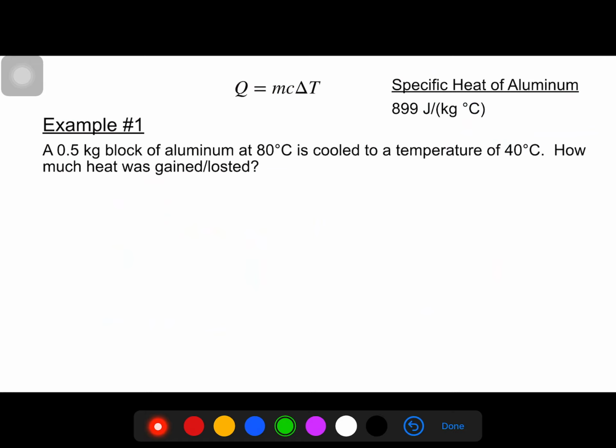So a couple problems for us to work through. When we're talking about how much heat was gained or lost, we're going to use the equation Q is equal to mc delta T. So, a 0.5 kilogram block of aluminum, that's our mass, at 80 degrees Celsius was cooled to a temperature of 40 degrees. A couple things we have to do: we have to identify that we're talking about aluminum.